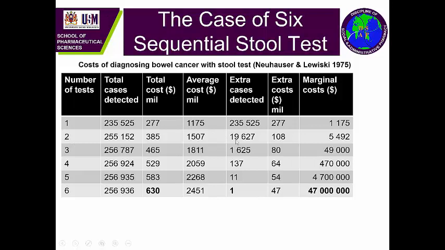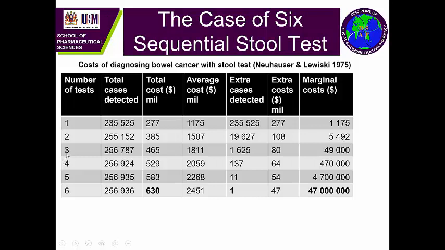to detect an extra 19,627 cases more compared to just doing 1 test at an extra cost of $108 million, which means that in order to detect 1 case, we are spending about $5,492.